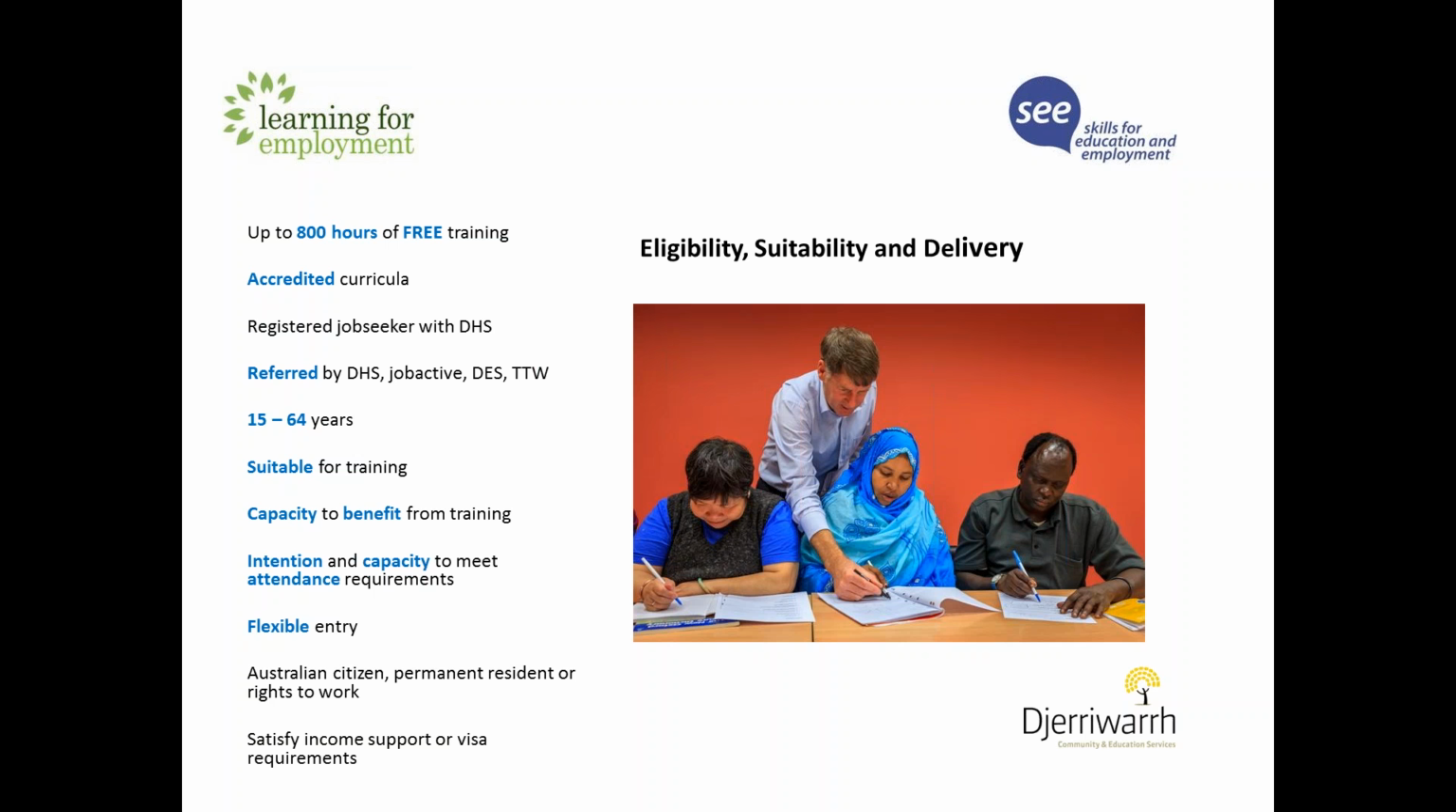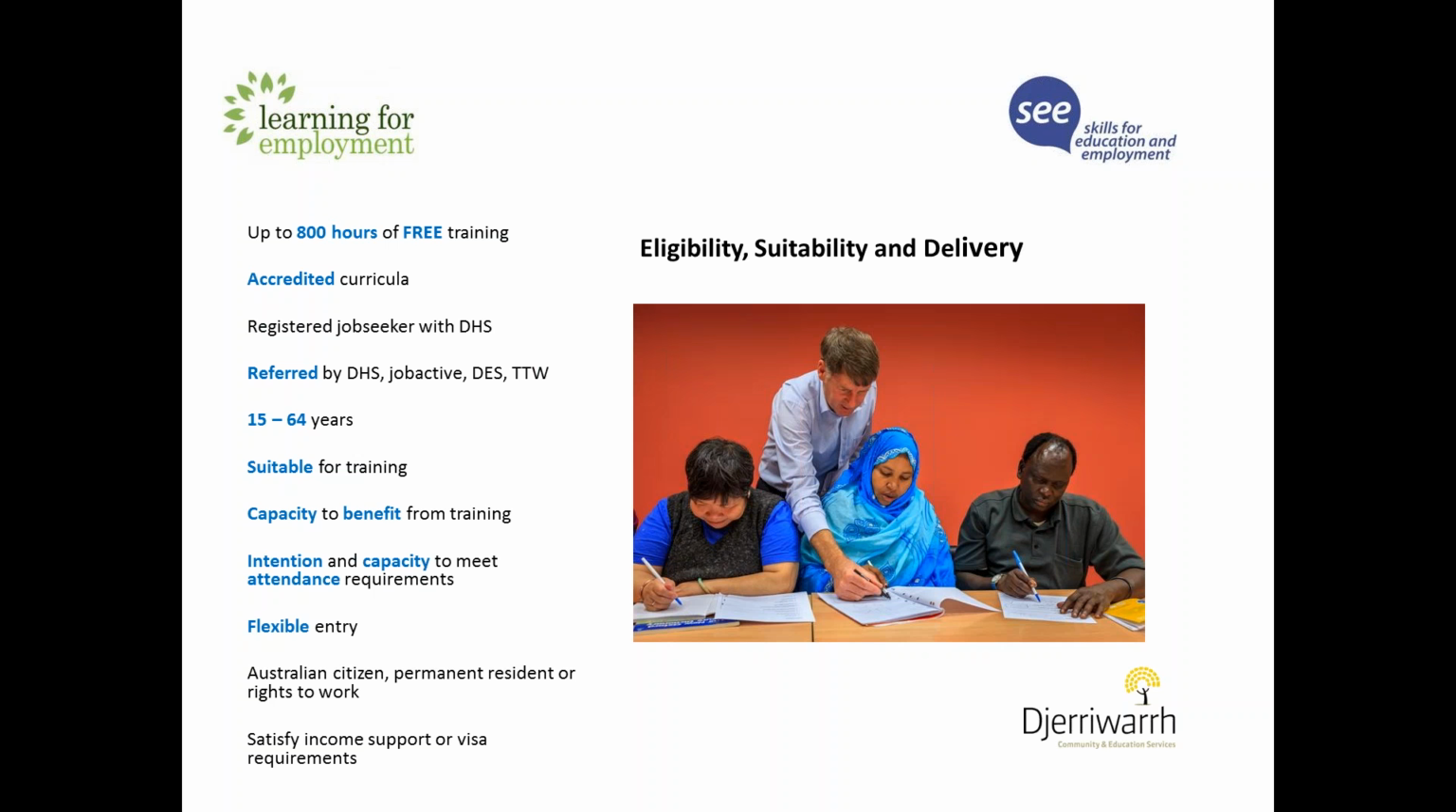All C providers are registered training organisations, and we all deliver accredited curricula in LLN, so that's language literacy and numeracy. Some people deliver EAL framework, CGEA, but there are lots of different variables, and some providers also deliver combined LLN training and VET training, vocational education and training too, so it's an important note. All participants must be registered as a job seeker. No one else can do C, only registered job seekers are able to access the C program.